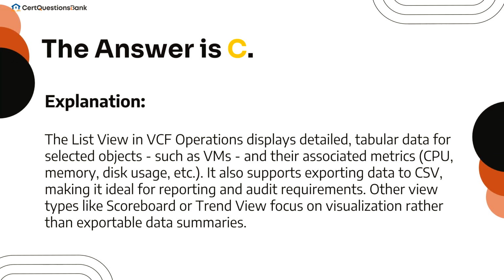The answer is C. The list view in VCF operations displays detailed, tabular data for selected objects, such as VMs, and their associated metrics: CPU, memory, disk usage, etc. It also supports exporting data to CSV, making it ideal for reporting and audit requirements. Other view types like scoreboard or trend view focus on visualization rather than exportable data summaries.